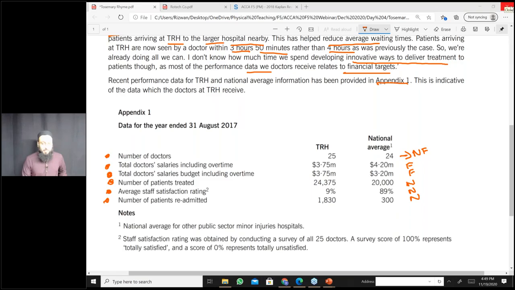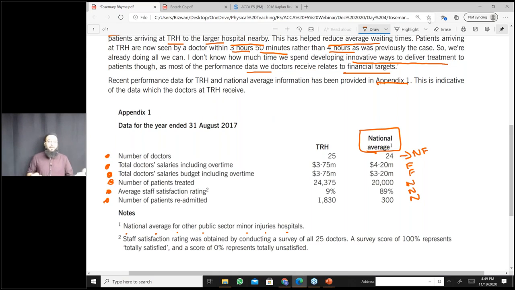Now, this is a very important scenario, okay? And I'll make this so easy for you. So, everybody, clear? Great? Okay. Now, the national average is given to you, the national average for other public sector minor injury hospitals. So, you have the average as well.